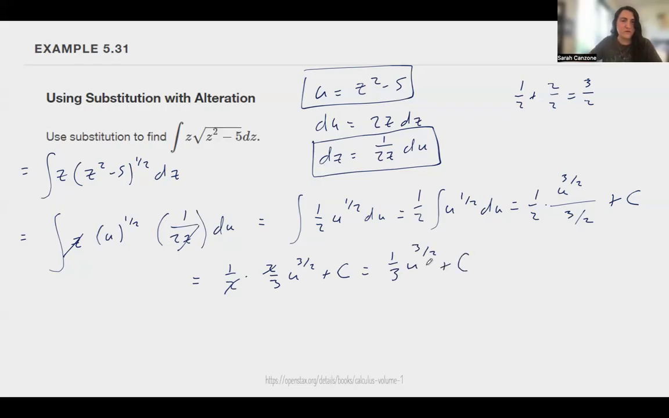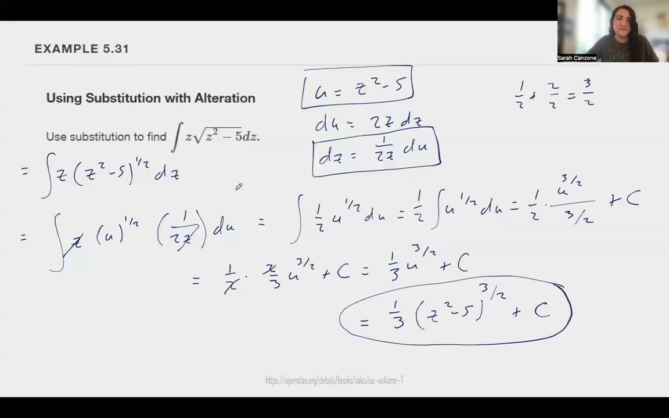But again, this wasn't originally in terms of u, so we don't want to leave it in terms of u. That would be incorrect. We want to plug back in for u with what we said u was in the first place. So this is actually equal to 1/3 quantity of z squared minus 5 to the 3/2 plus c. And that will be our solution. Again, if you look at this, you probably wouldn't be able to produce this answer just by looking at it. So that's why it is important to use u sub in this kind of a situation.